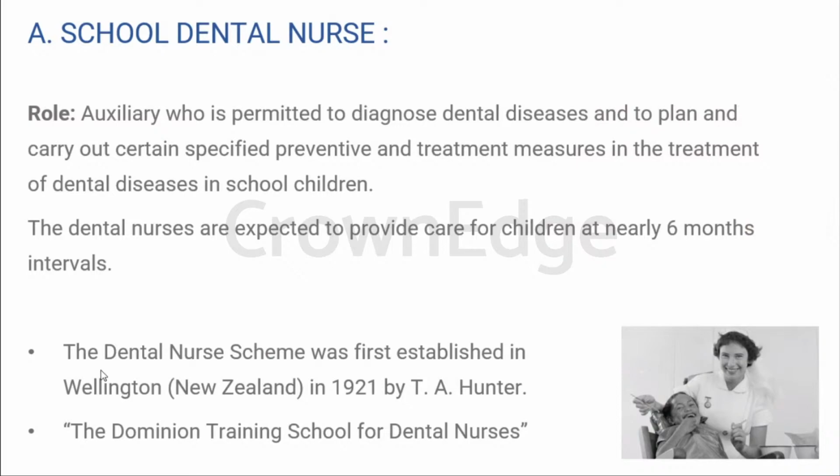So the first one is your school dental nurse. So who are school dental nurses? They're basically those auxiliaries who are permitted to diagnose dental disease and plan and carry out specific preventive and treatment measures to treat dental diseases in school children. So basically, the target is for school children, and they are permitted not only to provide treatment but also to diagnose, to plan, and to carry out the specific preventive and treatment measures. So usually they're expected to provide care for children at nearly 6 months interval. So every 6 months they're supposed to take a look at and provide care.